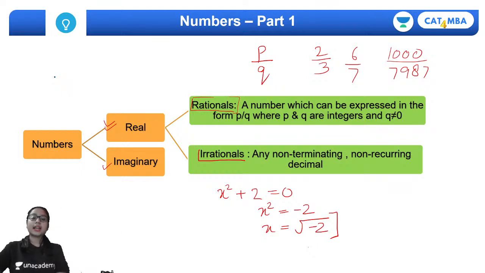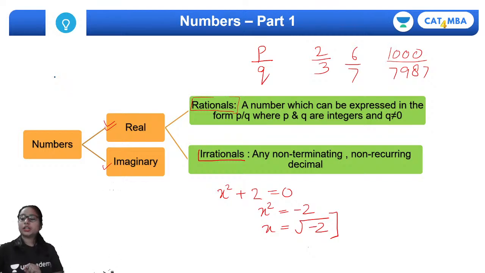Now let's understand what irrational numbers are. Irrational numbers are the numbers which are not rational numbers. It is the opposite. All the numbers on the real line, if you remove rational numbers from it, the numbers that remain are irrational numbers. The definition of an irrational number is that any non-terminating and non-recurring decimal is an irrational number. Now, there are two difficult terms here. What is non-terminating? What is non-recurring? Let us understand these terms.